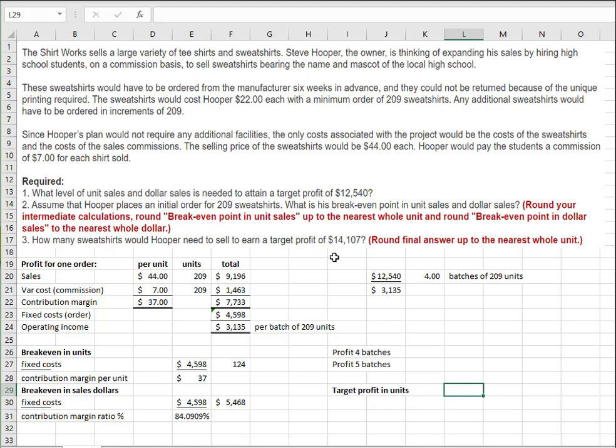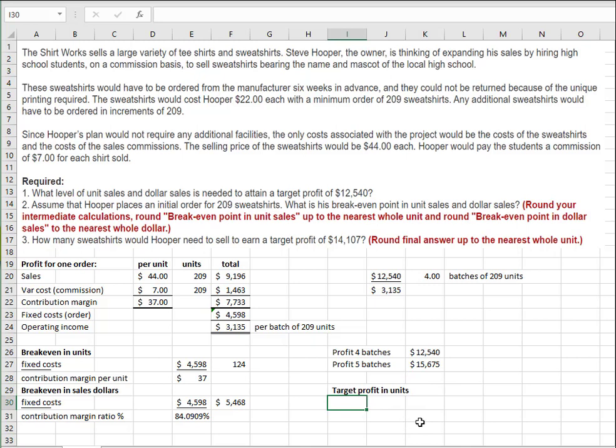So then it says how many sweatshirts would you need to get this profit of 14,107. So the profit for 4 batches was this 12,540, and the profit for 5 batches would be the 12,540 plus another batch, and we know each batch is giving us profit of the 3,135. So our target is in between the two, right? But we can't do fractions of a batch. So we can't do 4 batches. It won't be enough because 4 batches is 12,540. So we need to buy 5 batches to get to the target profit that they're asking for.